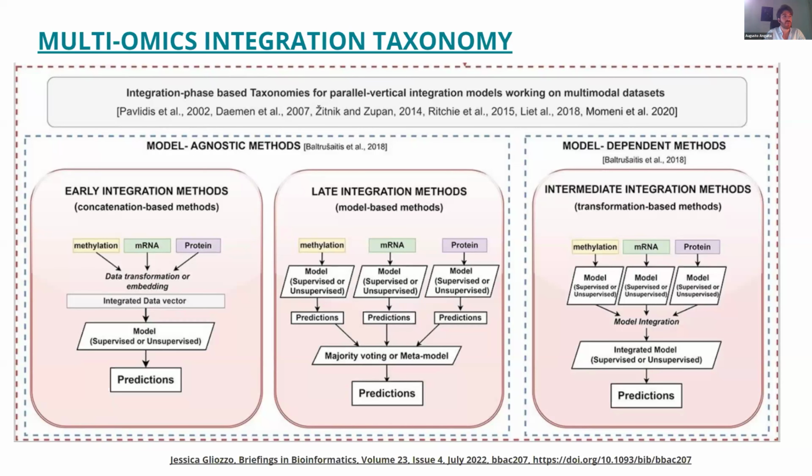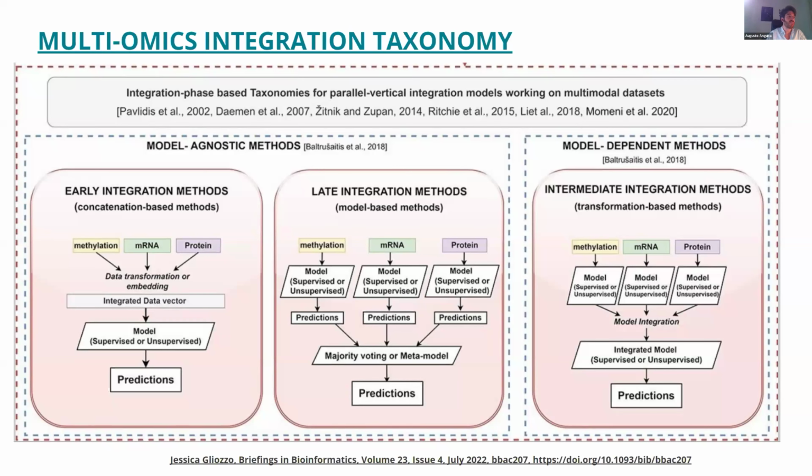On the other hand, we have these intermediate integration approaches where we try to account for the particularities of each omic layer, and we try to build a specific model for each. But these are not completely independent models. Models built for each omic layer probably will share parameters during the estimation process, and this will make an integrated model, either supervised or unsupervised, for the final output.